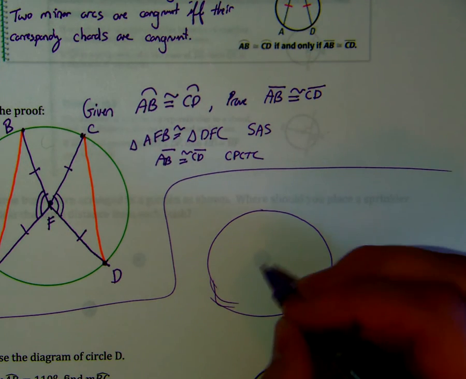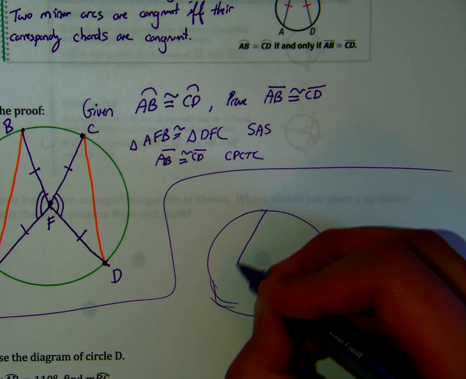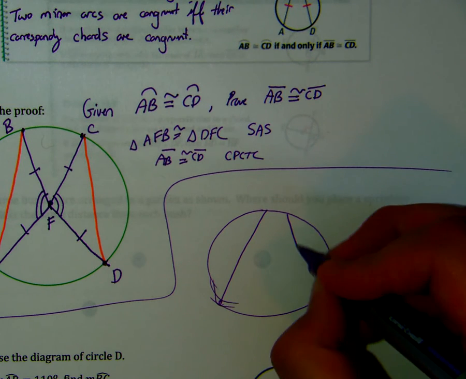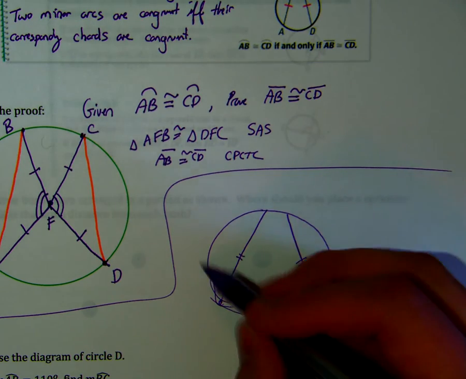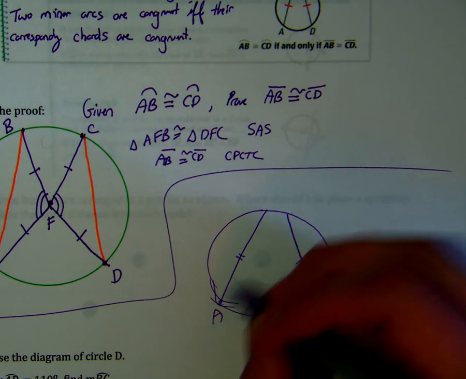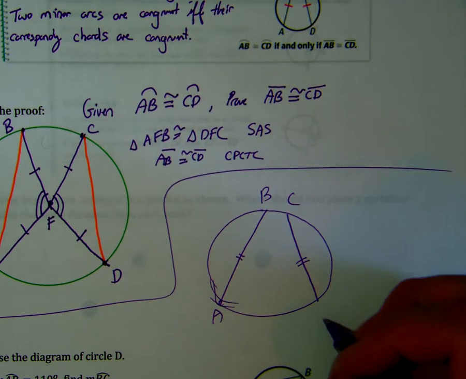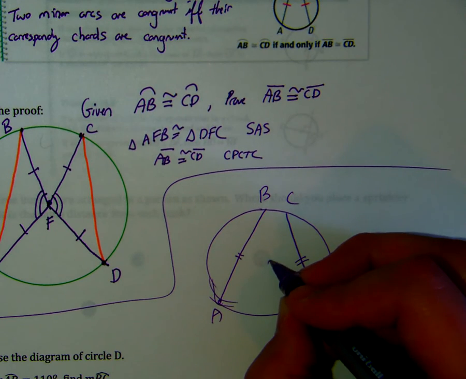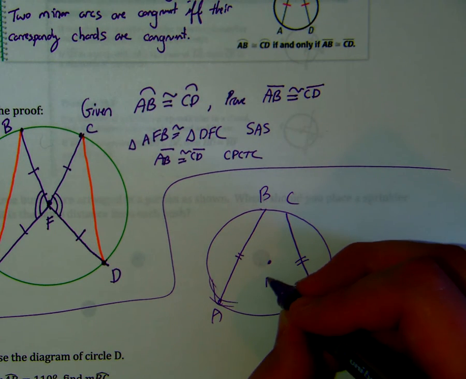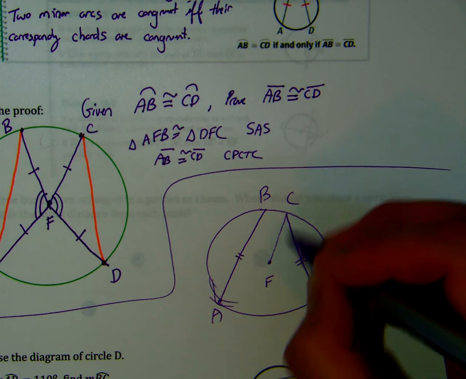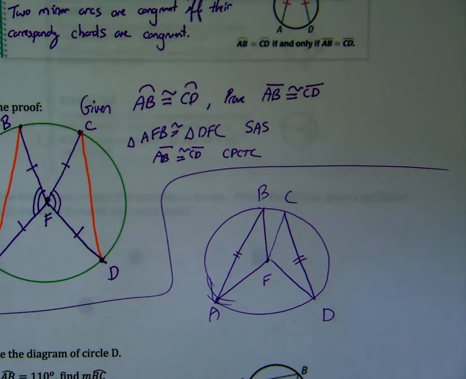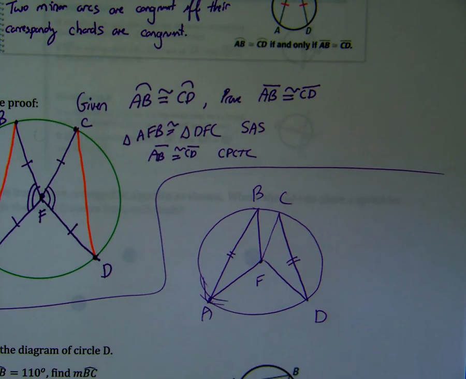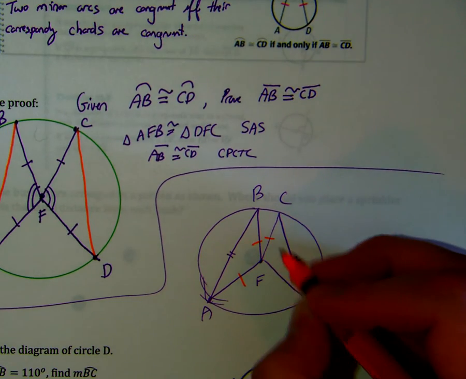If you did it in the other direction, so if you were given the congruent chords and trying to prove that the arcs were congruent, you can do that largely the same way. So when you have this here, say the circle F, right? It's basically the same idea, okay? Except what you are doing is going the opposite direction.